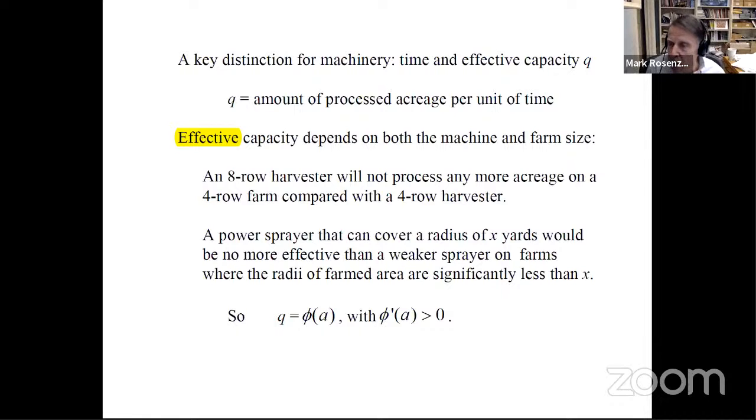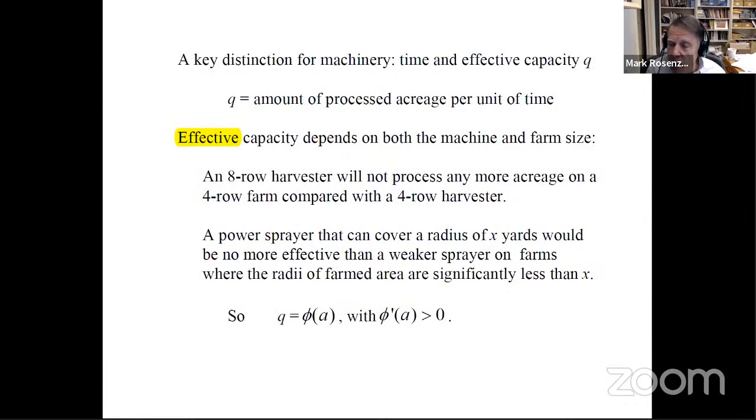An 8-row harvester can obviously harvest more per unit of time, twice as much as a 4-row harvester, right? Just by the nature of the capacity of the machine. Okay, so that's great. If you have 8 rows, you definitely want to get the 8-row harvester because you can cut down the number of hours that you need the machine.